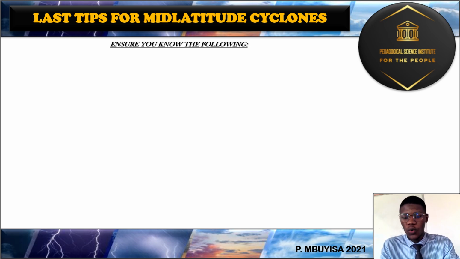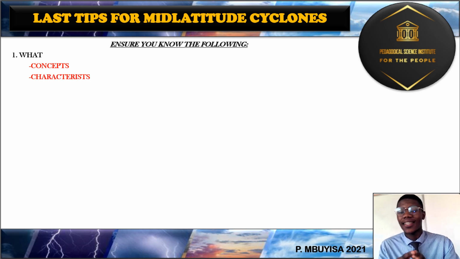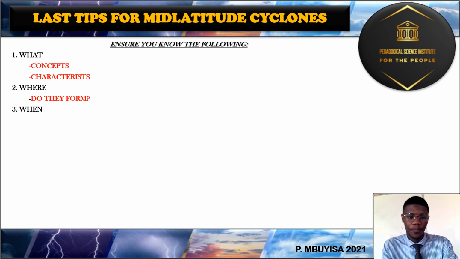Ensure you know the following for mid-latitude cyclones. What are they? What are mid-latitude cyclones? And what do we look at in the what section? We look at concepts. What concepts are special or significant to mid-latitude cyclones? What characteristics do mid-latitude cyclones have, and how and where do they occur rather? So that is question number 2. Where do they form? And when do they form?